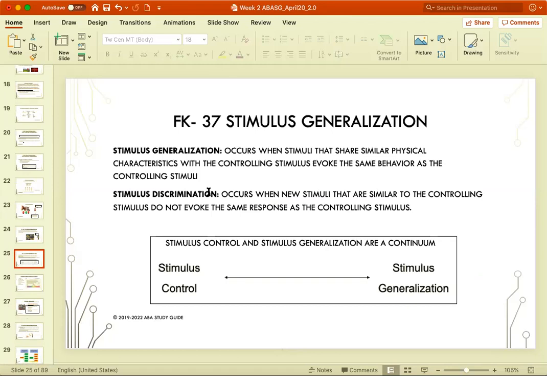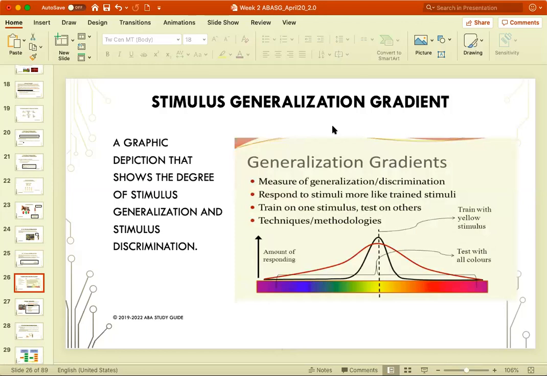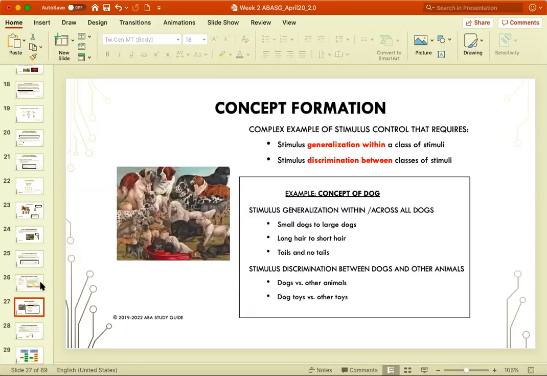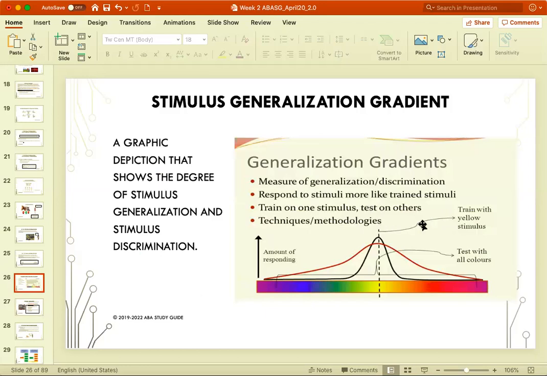Now, here is a quick depiction of the degree of stimulus generalization and discrimination. I believe this is from the online Cooper modules. Basically, this would just be an example. I've seen the term generalization gradient before. It's basically the degree of stimulus generalization and discrimination. In this example, they are teaching the color yellow, I believe.